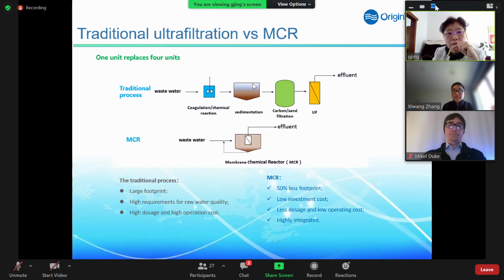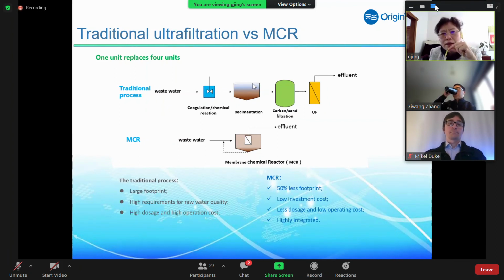And the next one is economic analysis. Economic analysis of this.